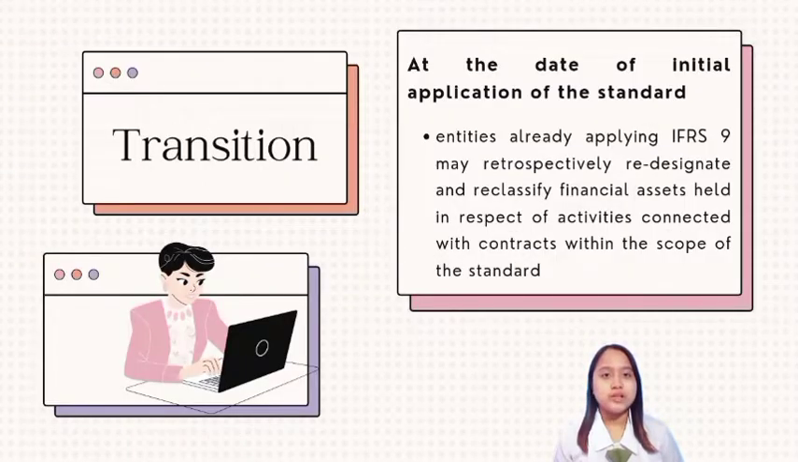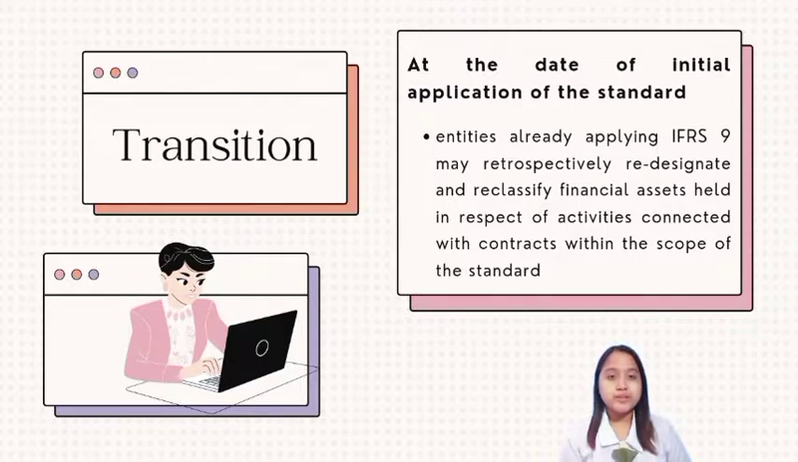At the date of initial application of the standard, those entities already applying IFRS 9 may retrospectively redesignate and reclassify financial assets held in respect of activities connected with contracts within the scope of the standard. Entities may choose not to restate the IFRS 9 comparatives, with any difference between the previous carrying amount of the financial assets and the carrying amount at the date of initial application recognized in the opening equity at the date of initial application.